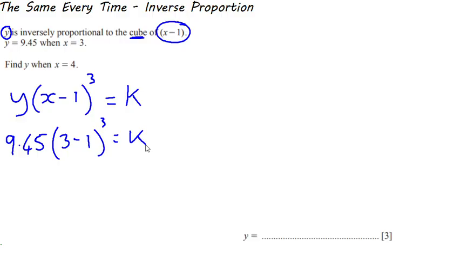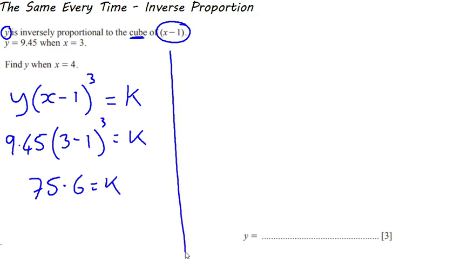Probably a calculator job for this one. So 9.45 times by 3 minus 1 to the power 3, and that gives me 75.6. So 75.6 equals k. So I've got 2 marks there. I've found the value of k.